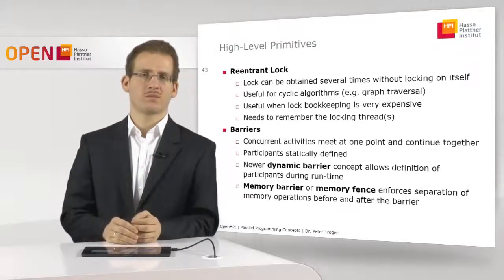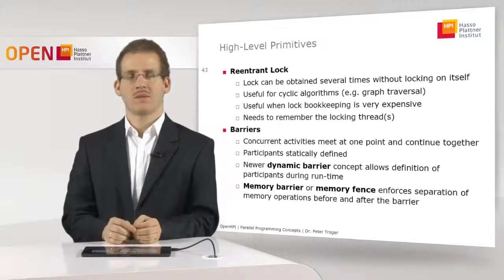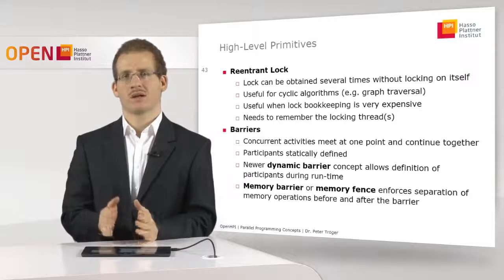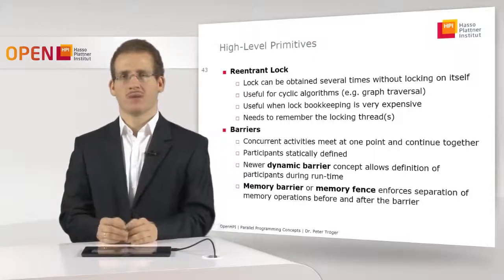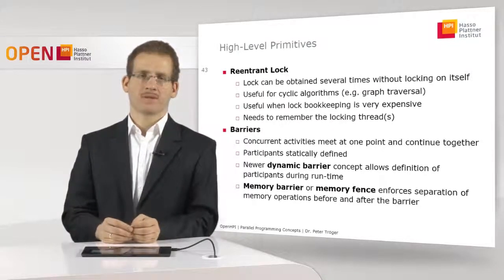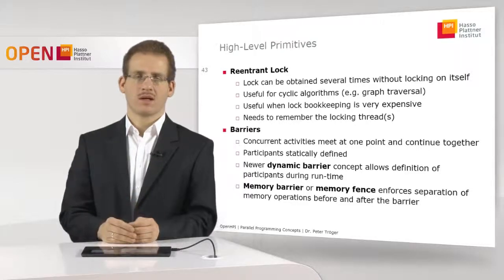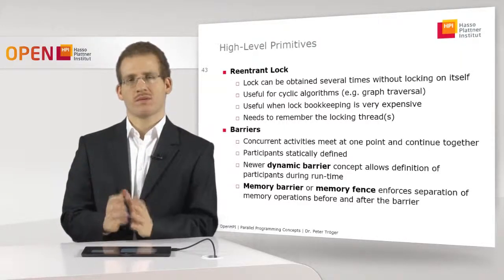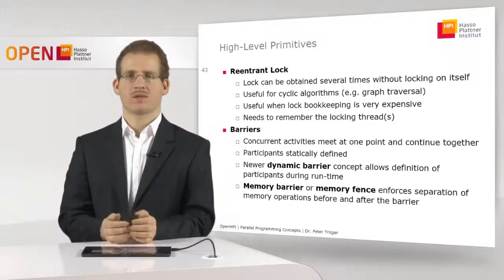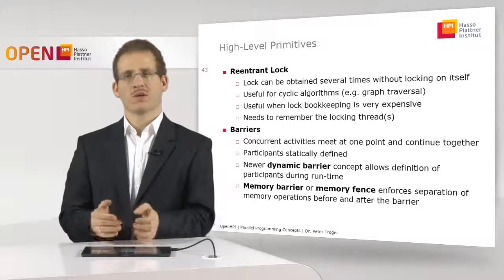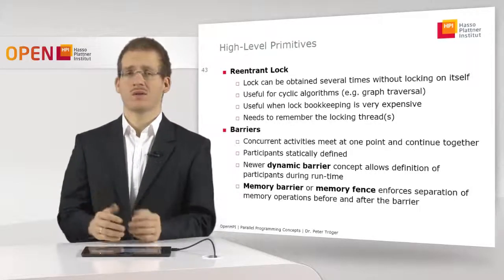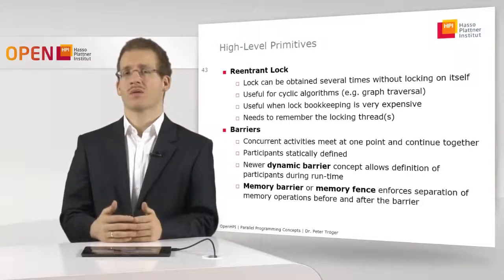There are different variations of barriers. A newer concept are dynamic barriers, where the number of concurrent tasks participating in the barrier can be decided at runtime. This is especially needed, for example, for fork-join models, as we will learn about next week in OpenMP. But it's also needed in shared-nothing environments. Another variation of the overall barrier concept are memory barriers, where you can enforce the separation of memory activities. You make sure that all concurrent code finishes its memory activities, reading and writing from memory, before the barrier, before they all continue.